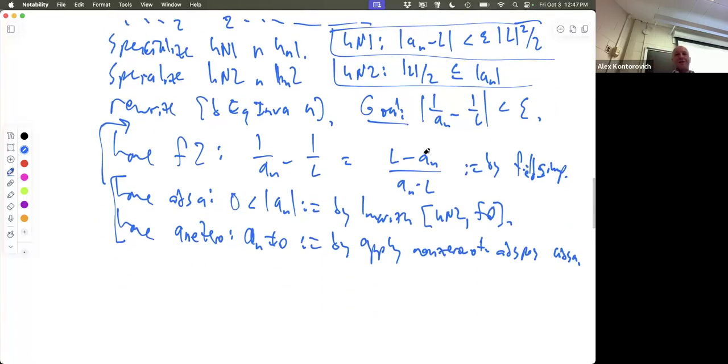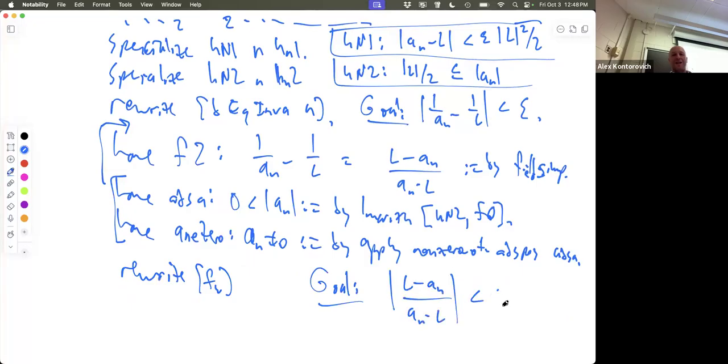So now what? Well, maybe we want to rewrite this F2 into the goal. Let's rewrite by F2. And so the goal now looks like this. What does it look like? It looks like |L - a_n over a_n times L| is less than epsilon. That's what we have to prove. That's not what we have. That's what we have to prove. Everybody following along?